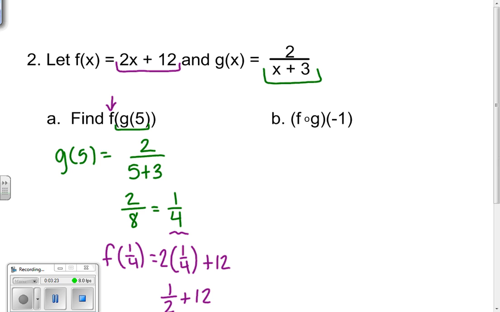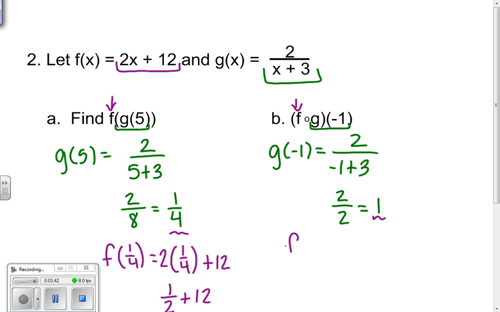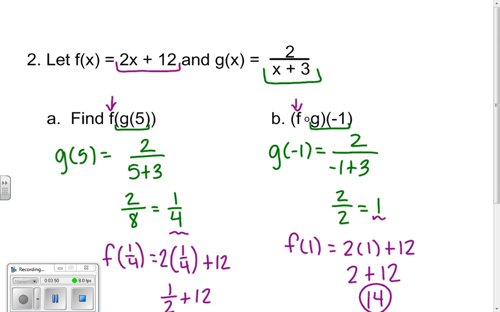All right, letter B, g of -1 first. g of -1 just says instead of x, put a -1. In the denominator, -1 plus 3 is 2, and so I really have 2 over 2, which is 1. Then they want you to put that into f. Take that 1 and put it into f. So f of 1 says 2 times 1 plus 12, which is the same as 2 plus 12, which is 14.